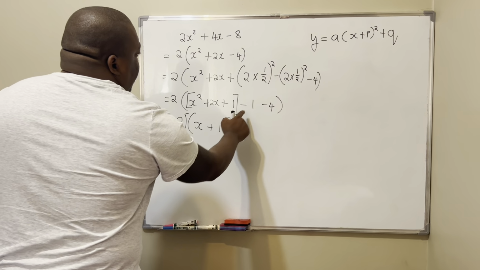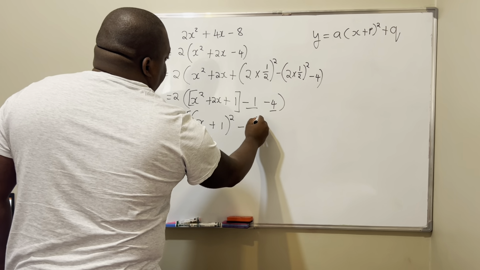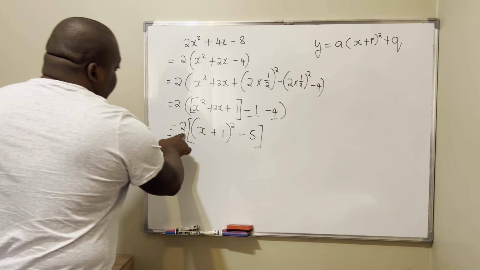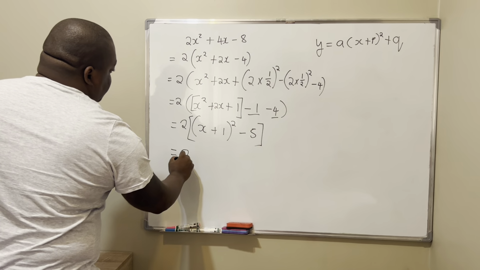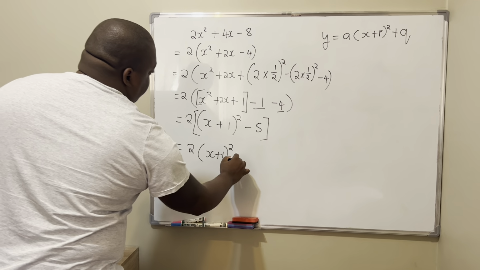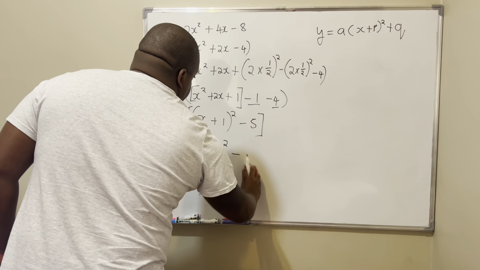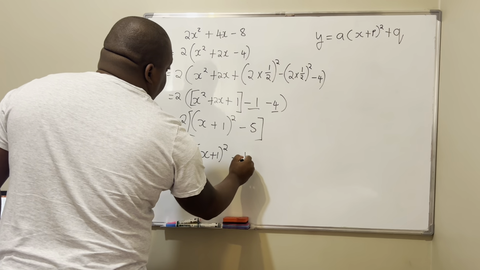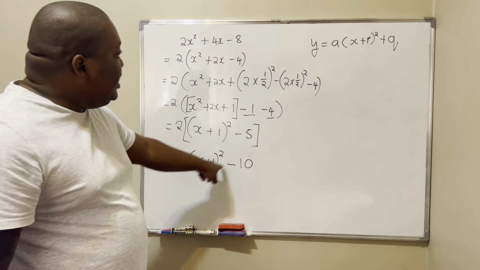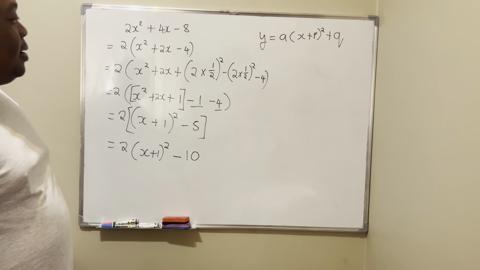After this, we're left with the − 1 and the − 4, which means it will be equal to − 5. Now you can multiply everything out by the 2, which means you'll have 2(x + 1)² − 5, then − 10, because 2 times − 5 is − 10. So you see now we have written this question in the form a(x + p)² + q.